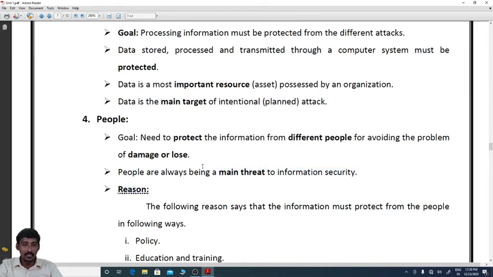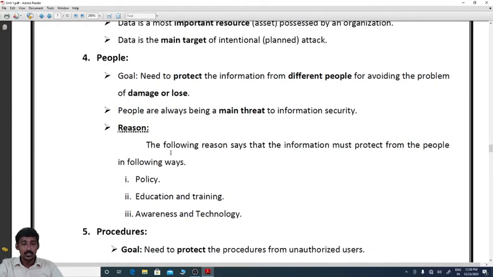We must differentiate between threat and attack. A threat is a constant problem which is associated with replication, and an attack is an unplanned activity, but there is a possibility of getting information from your secure organization. For these reasons we are saying that people may be the main threat to your organization's information, because we don't have a proper policy implementation.